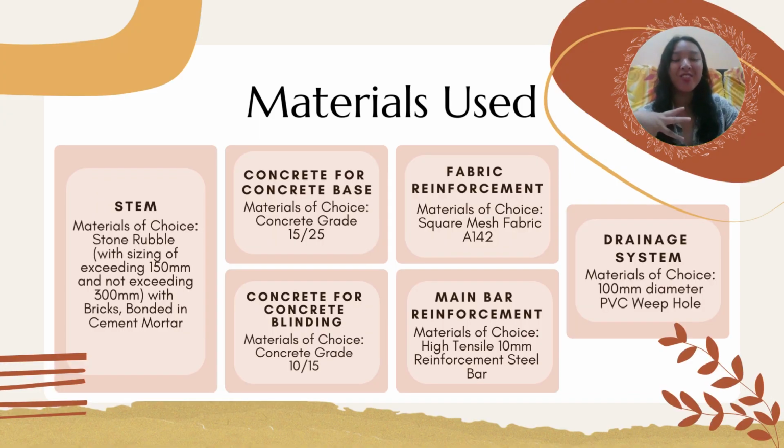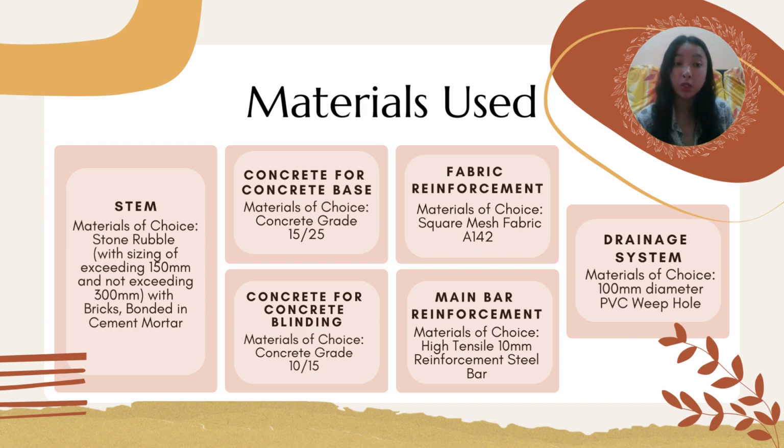Now I'm going to talk about the materials used for the construction of the major components of the gravity retaining structure. For the stem, the material of choice is stone rubble with sizing exceeding 150 mm but not exceeding 300 mm, bonded in cement mortar. For the concrete base, concrete grade 25 will be used. For the blinding, concrete grade 15 will be used.